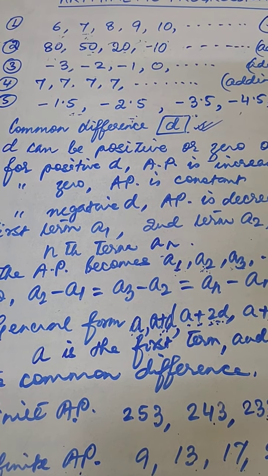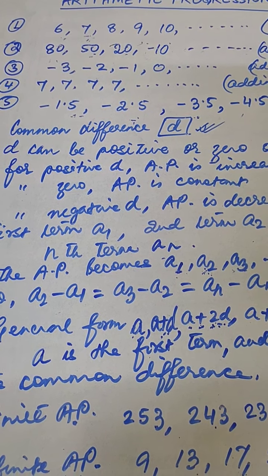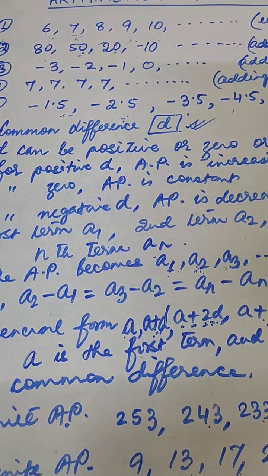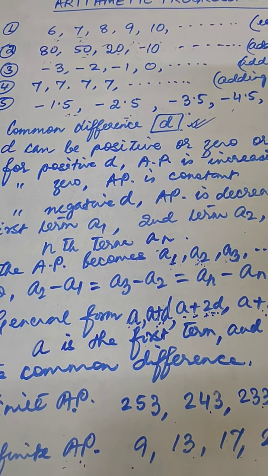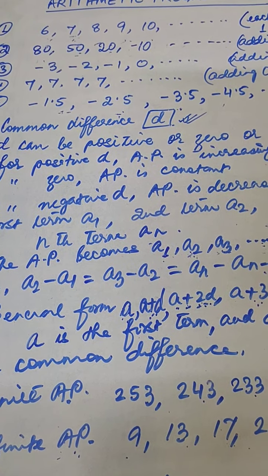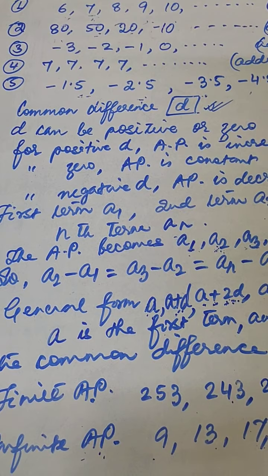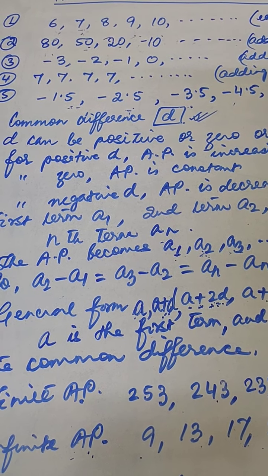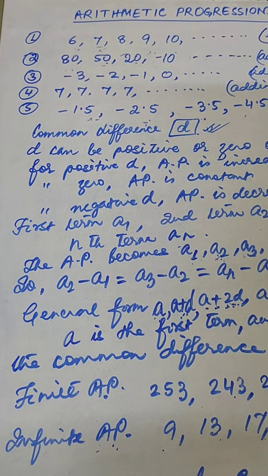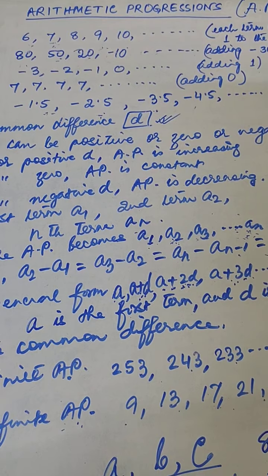In the second case, we are adding minus 30. So minus 30 is added to each term to get the successive terms. Thus we can see that in all the cases we are adding a fixed number, and that fixed number is known as common difference. Common difference is represented by the letter d. So this d can be positive or 0 or negative.